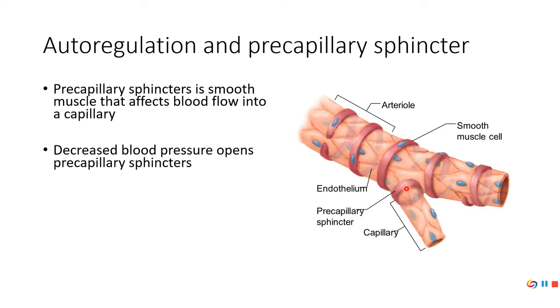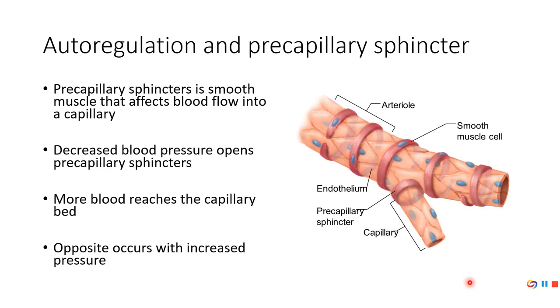If we've got low pressure in the arteriole, which would mean low pressure coming into this capillary, that's going to cause the sphincter to open up. So low pressure opens the sphincter, which will increase blood flow into the capillary and increase the amount of blood that goes there. Now if we have high pressure, this sphincter is going to close, which will decrease blood flow.